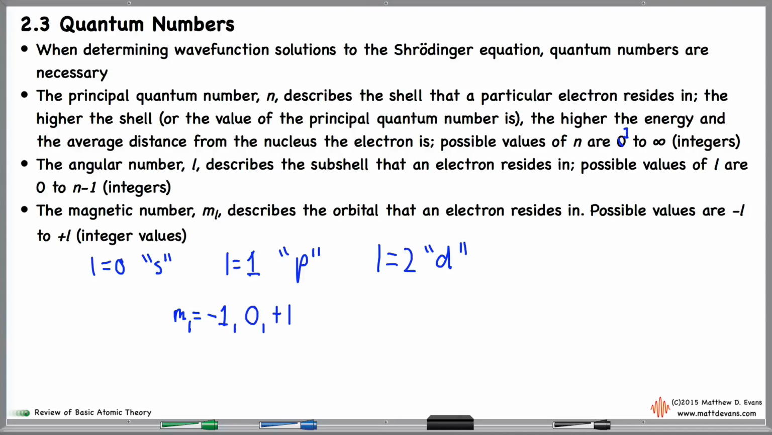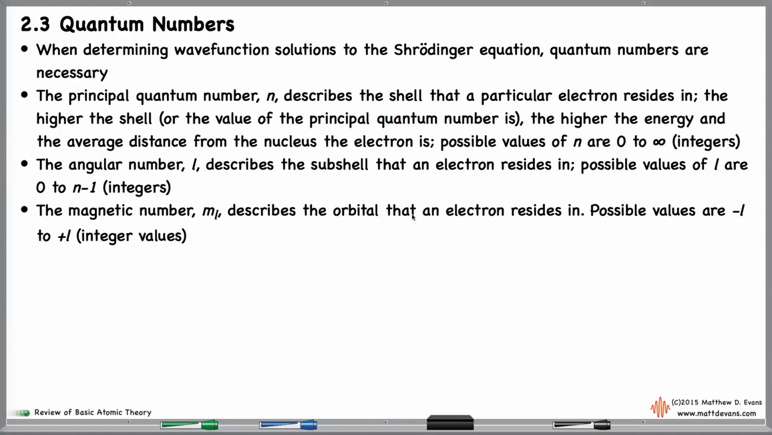Okay, so quantum numbers are really weird, but they're easy to work with. They just correlate to the shell, the subshell, and the orbital. It's not a big deal. They have quirky rules, but that's the way it goes.